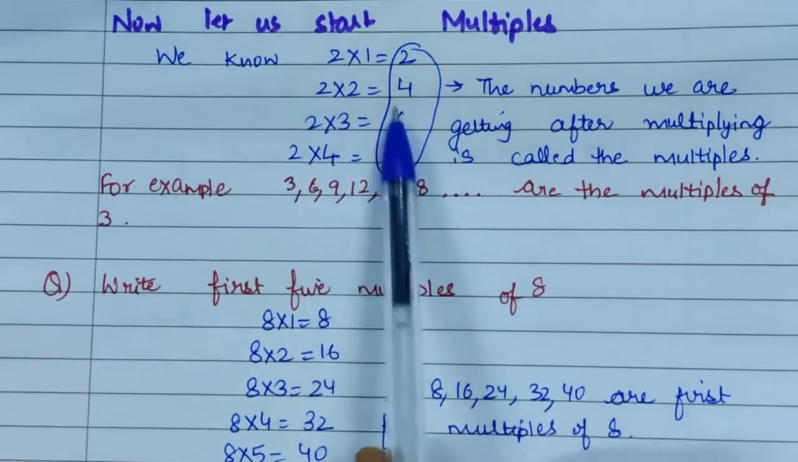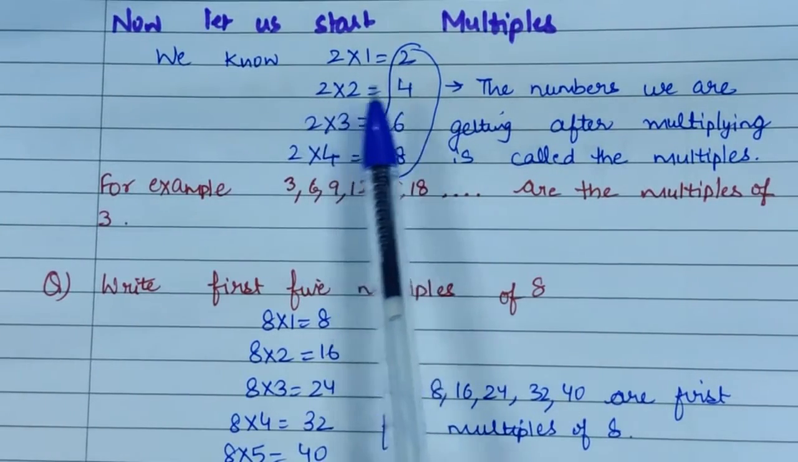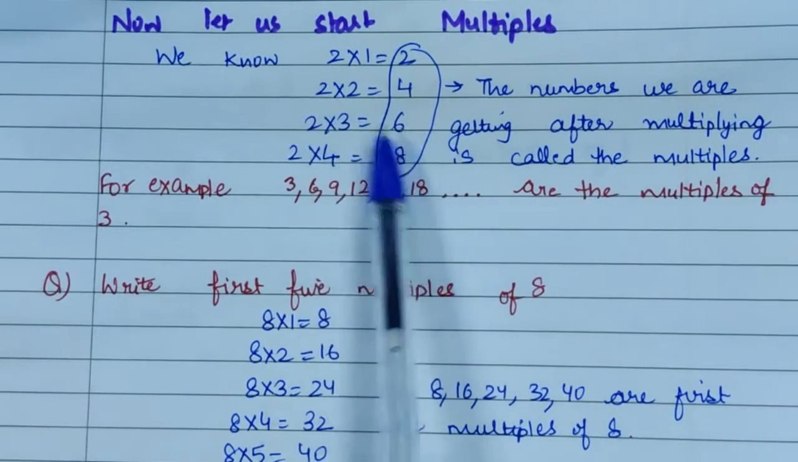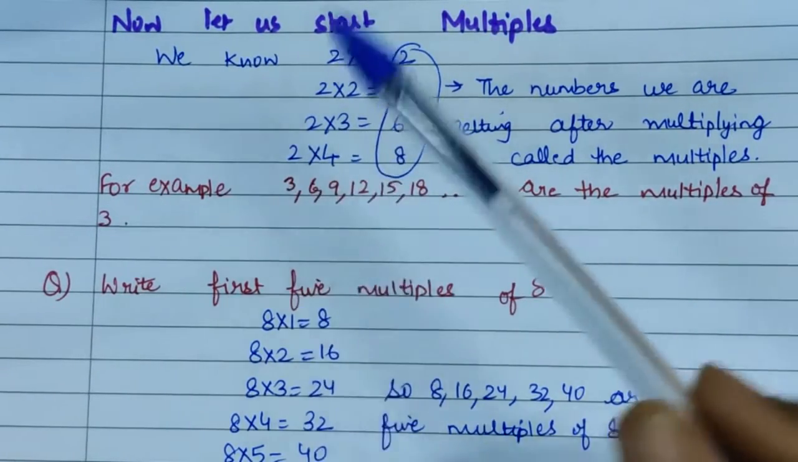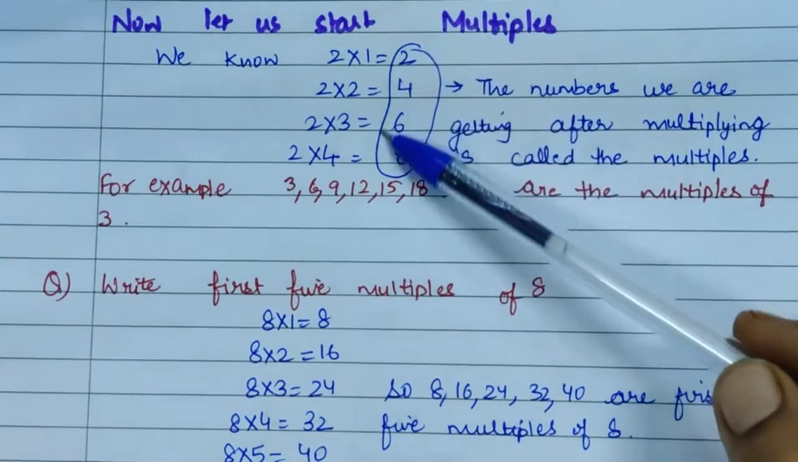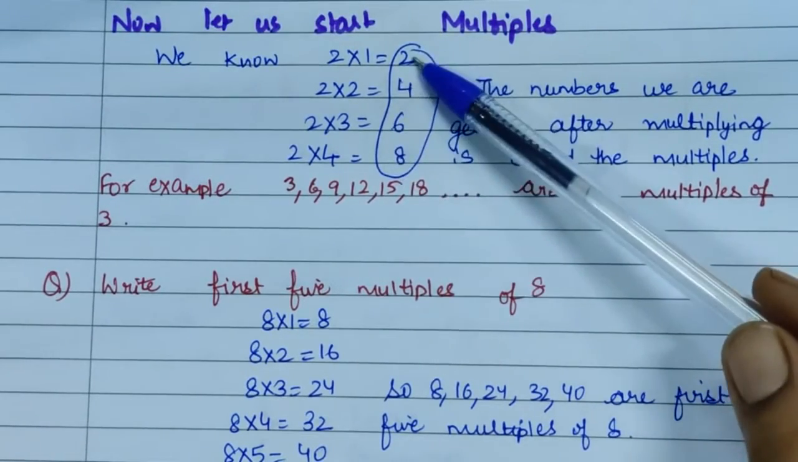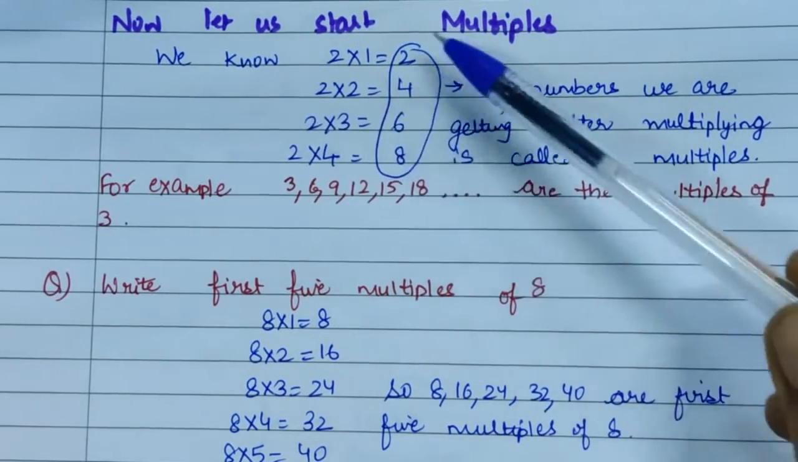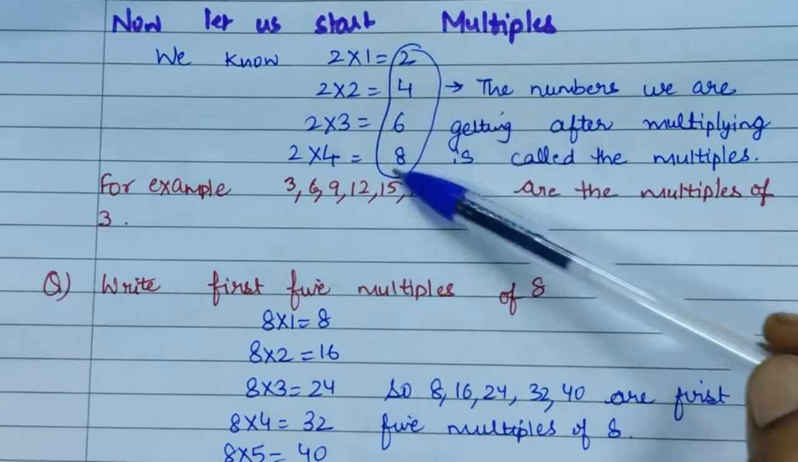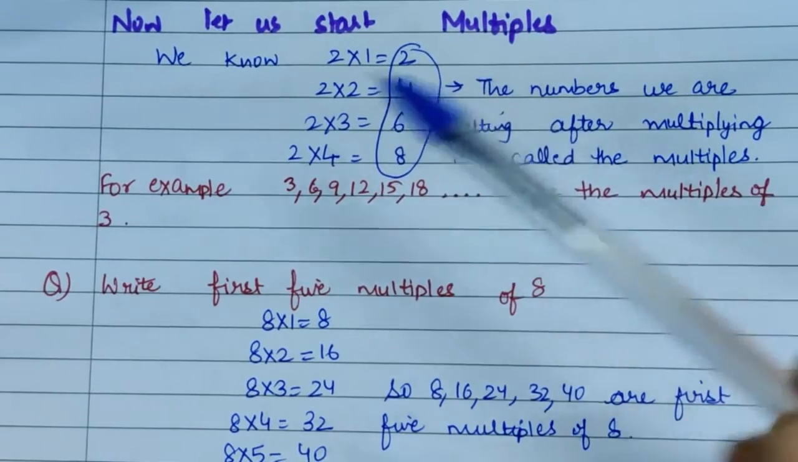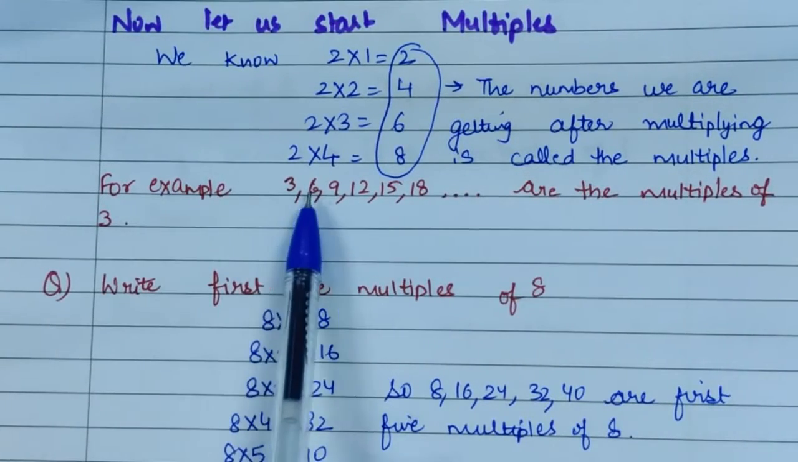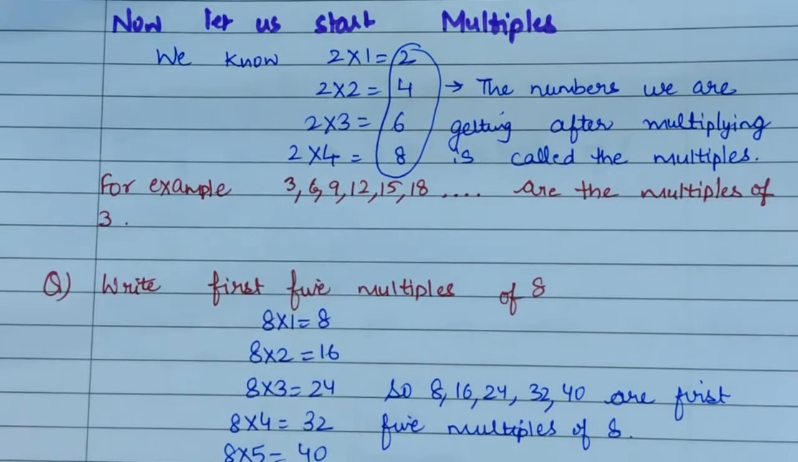We know that 2 into 1 is 2, 2 into 2 is 4, 2 into 3 is 6, 2 into 4 is 8. Now if you see the numbers we are getting after multiplying, these all are the multiples. For example, 3, 6, 9, 12, 15, 18 and so on. They all are the multiples of 3.